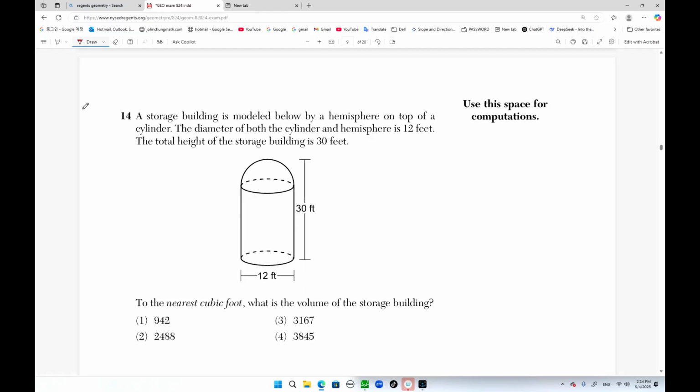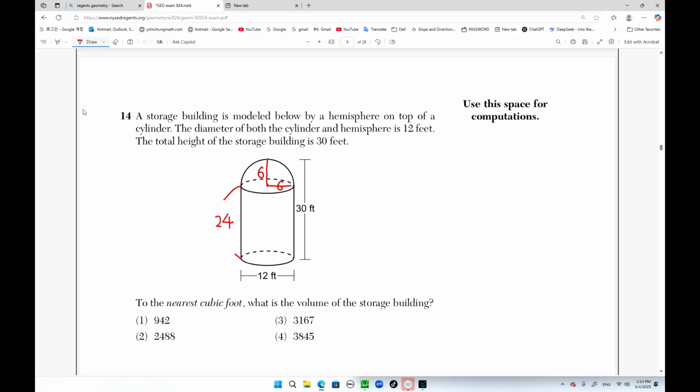Okay. So we have a storage building, a cylinder mounted below a hemisphere. One is the hemisphere on the top, the other one is the cylinder, right? Total height over here is 30, and the diameter of the base circle is 12. To the nearest cubic foot, what is the volume of the storage building? We're going to find the volume separately. What is the volume of a cylinder? This is a 6 radius, and the hemisphere also has a 6 radius, right? So 30 minus 6, 24 is the height of the cylinder.